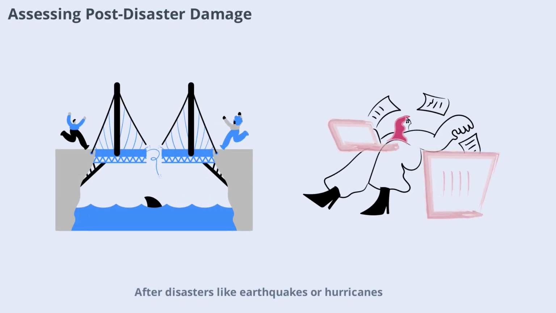After disasters like earthquakes or hurricanes, LiDAR data is used to assess building damage and road blockages. Its rapid, high-resolution mapping capabilities enable authorities to prioritize rescue and recovery operations, ensuring help reaches those who need it most.